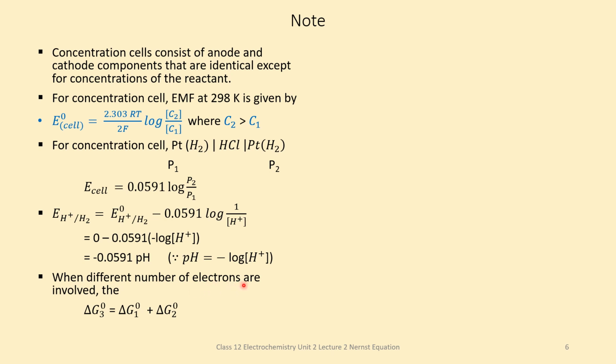When a different number of electrons are involved, then the change in Gibbs energy, delta G naught 3, equals delta G naught 1 plus delta G naught 2. When we solve the numerical problems, you will understand it better.